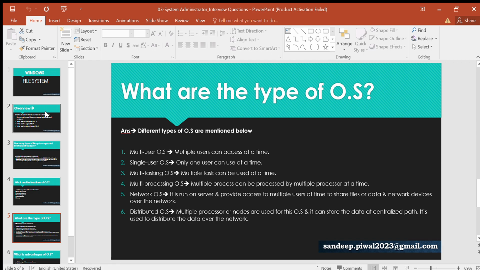The next one is the network operating system. It runs on a server and provides access to multiple users at a time to share files and network devices over the network. And the last one is the distributed operating system. Multiple processors or nodes are used for this operating system, and it can be used to store the data at a centralized path, and the data is distributed to the users over the network.